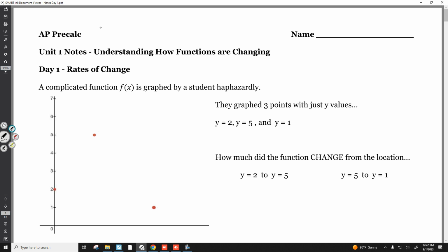Unit 1 and really 2 is like understanding graphs.